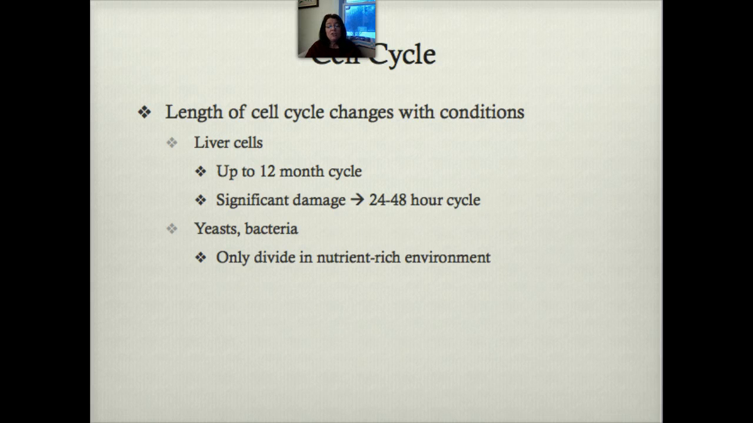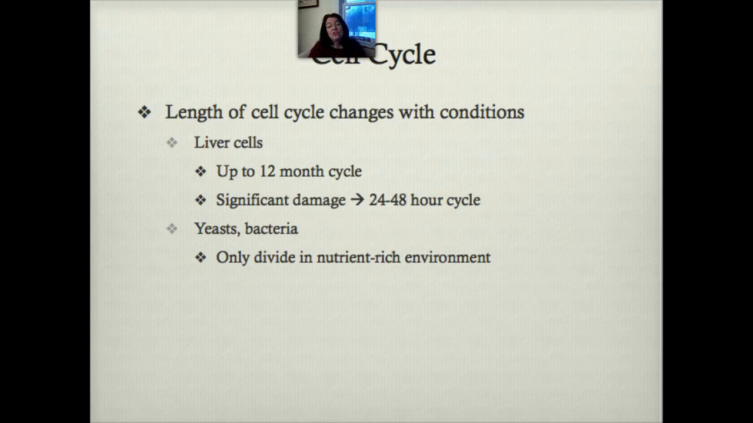It's been shown that in humans who damage their liver, let's say in a car accident, you can lose up to 70% of your liver that way. And that 30% piece that's left behind will kick into gear into a 24 to 48 hour cell cycle. And over the next several weeks and months, all of the remaining cells will be replaced with brand new cells.